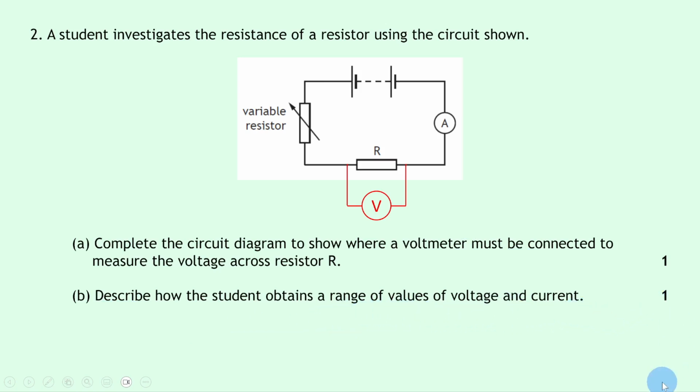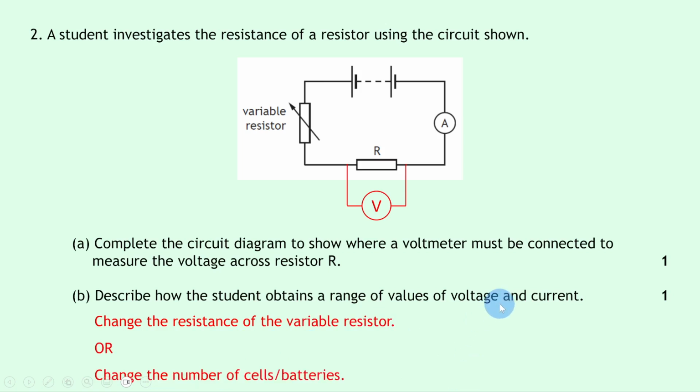Part B says to describe how the student obtains a range of values of voltage and current, and again there's 1 mark available here. Well, there's a few things you could say here to get the mark, one of them being that you would change the resistance of the variable resistor. Or another thing you could say is to change the number of cells or batteries in the circuit.